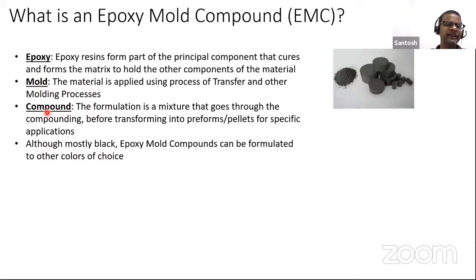And compound means it's not a single material. It's a combination of many different materials which is compounded before it is transformed into the final preform or pellet. Hence the name epoxy mold compound. And the way this material looks, it's typically black because it has been formulated to look black. But epoxy mold compounds can also be of different colors, like red, blue, green, depending on what the end use demands. The color can be different.